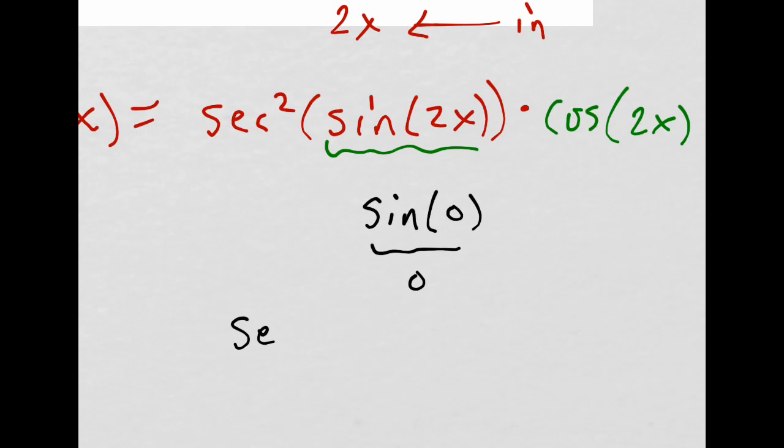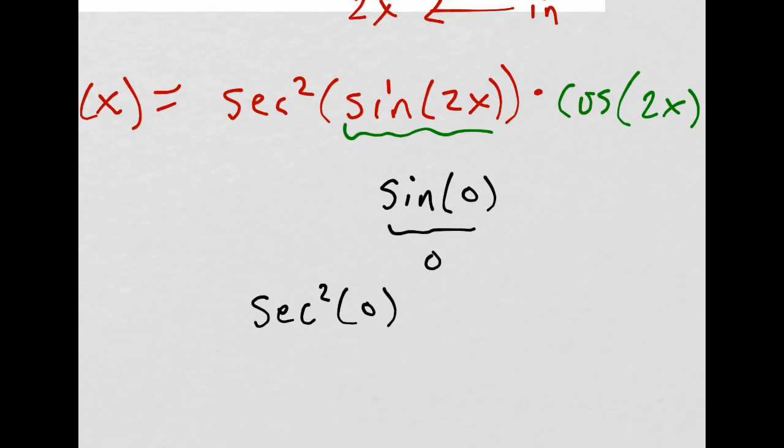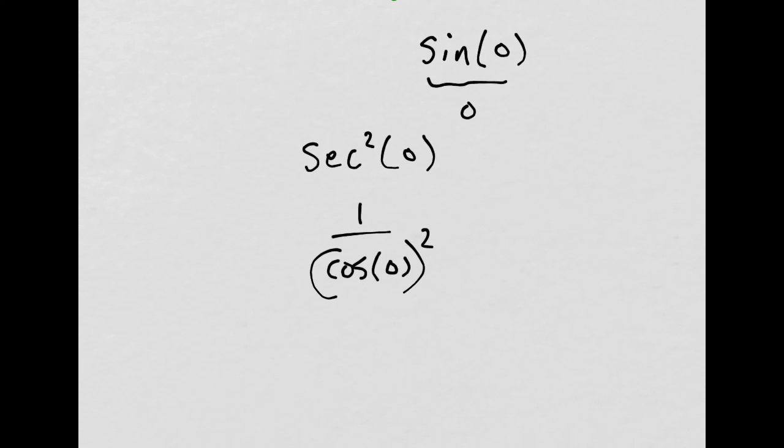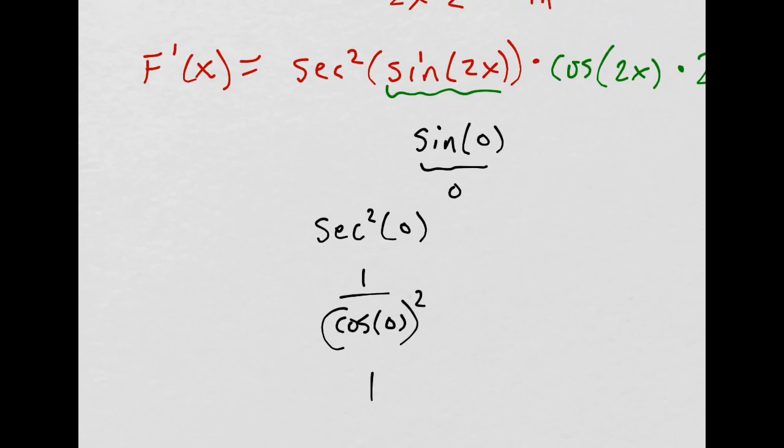So I have secant squared of 0, which is the same thing as 1 over cosine of 0 quantity squared. Both of those mean the same thing, just because 1 squared is 1. Cosine of 0 is 1. So 1 squared is 1. This whole thing is 1.